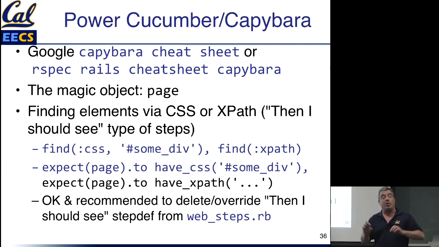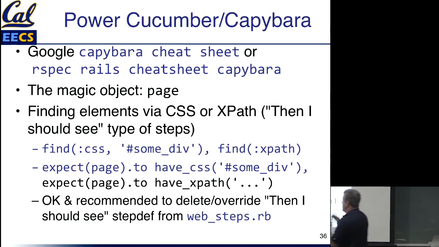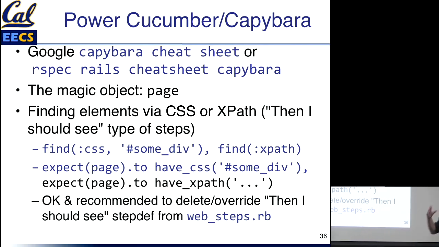The training wheels should come off as soon as possible, right? And you should find yourself writing step definitions that are much more precise in what they're actually looking for. So this is one way to do that.